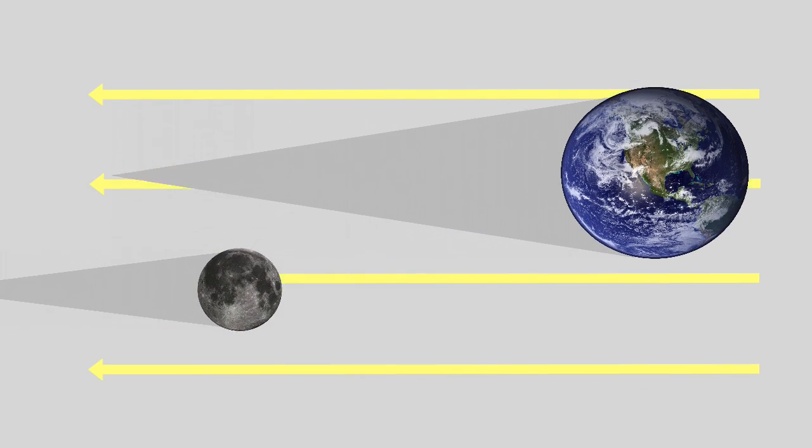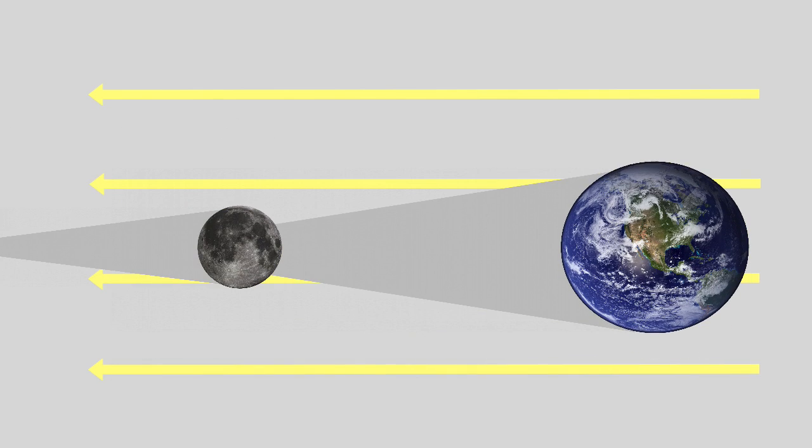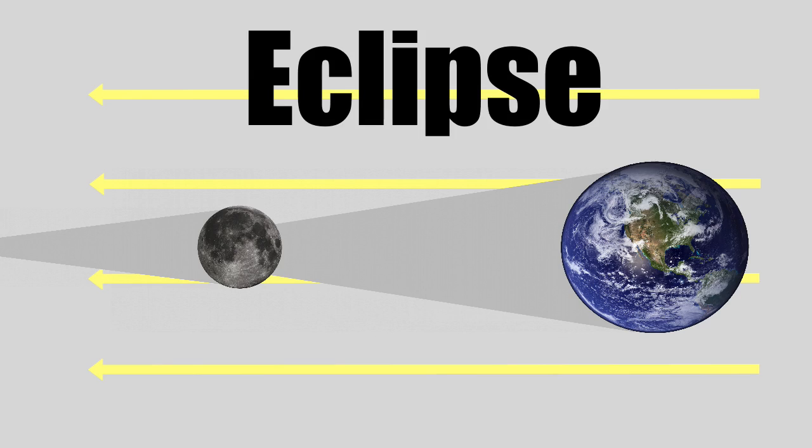It's important to recognize that most of the time, the Earth and the moon are slightly above or slightly below each other so that their shadows do not overlap. Only when they're perfectly in line with the sun do we have them overlapping, and we have eclipses, either lunar eclipses or solar eclipses.